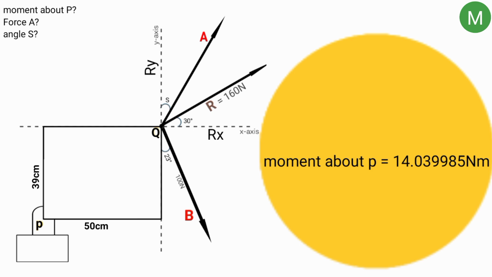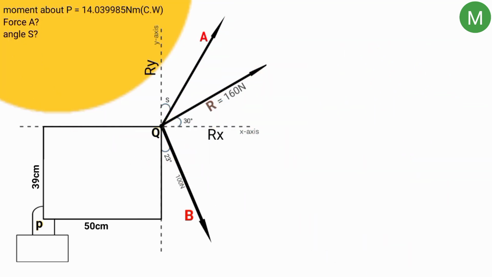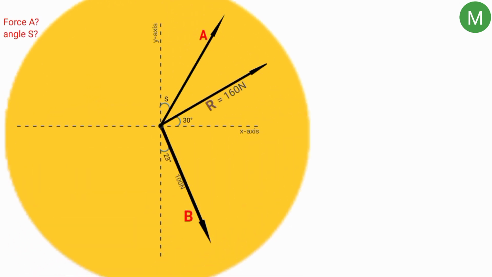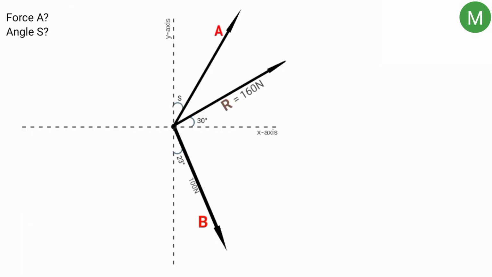Coming back to the second question here, which says find force A and angle S. Since we are done with finding the moment, we can take this part of the image out and concentrate on only the forces and the x and y axis. So now, how can we find force A and angle S?